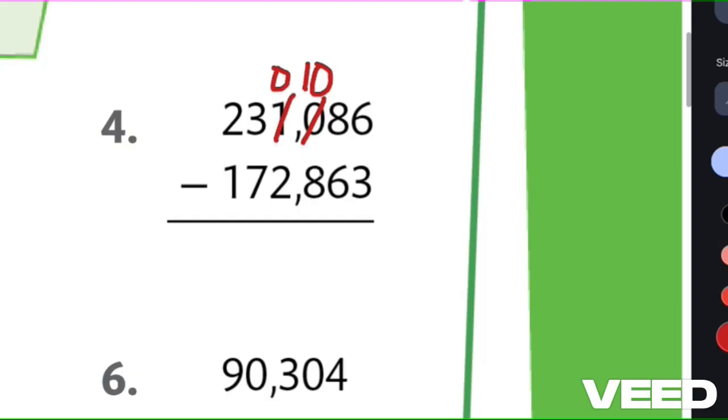Now we have in the next column 0 minus 2. 0 minus 2 is another regroup column, because 2 is bigger than 0. The 2 at the bottom is bigger than 0. The bottom number is bigger than the top number. So we regroup again. The 3 turns into 2, and this 0 turns into 10.